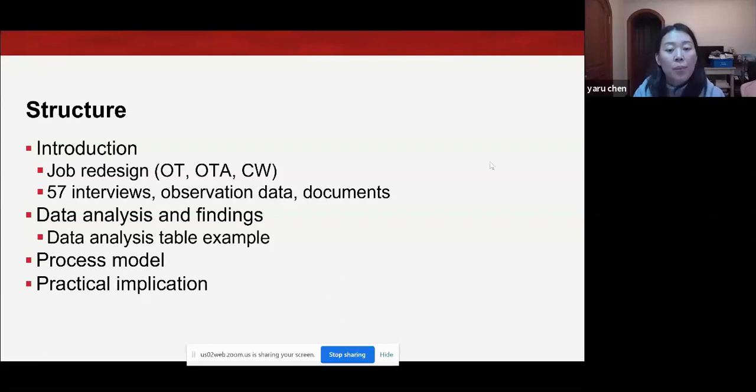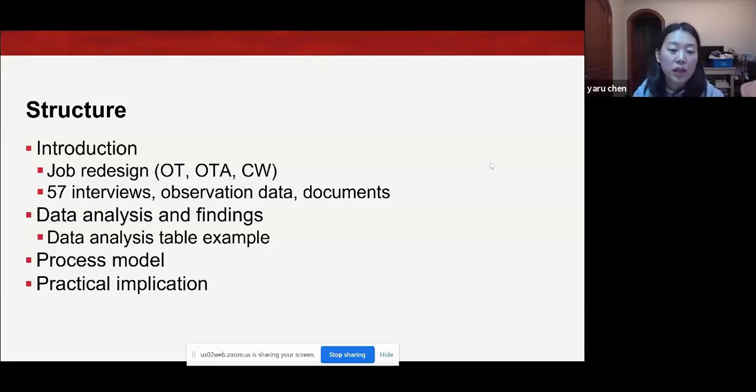The final product was at the client's house. For the data collection, when the job redesign had been introduced for 3 to 6 months, I carried out the first round of interviews with all staff and managers. Then about 1 year to 1.5 years in, I carried out another round of interviews. I also collected observation data in between these interviews, including observation of training sessions and team meetings. I also collected documents, for example job specifications, training documents, as well as team meeting minutes.